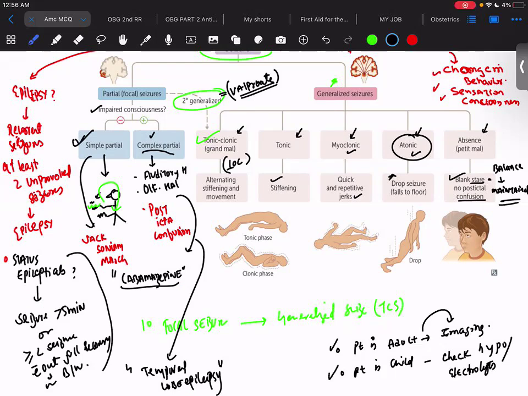If the patient is a child, look at the hyponatremia or the electrolyte imbalance. Plus, look at the hypoglycemia also because they increase the risk of seizures. Also, go for the pregnancy test if the patient is female and all.